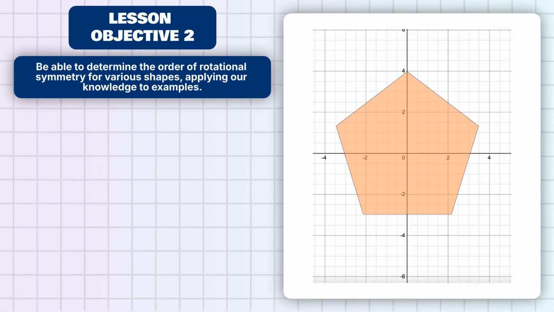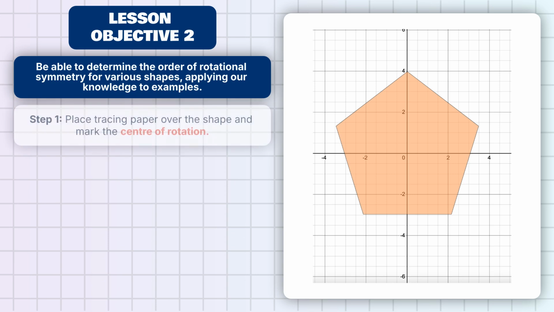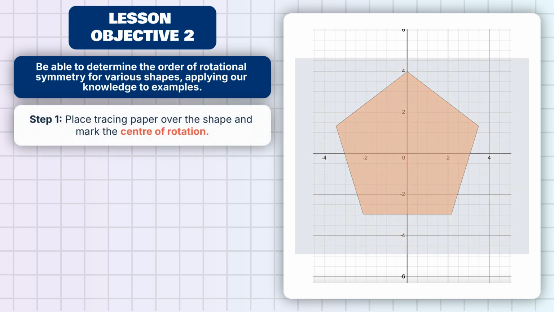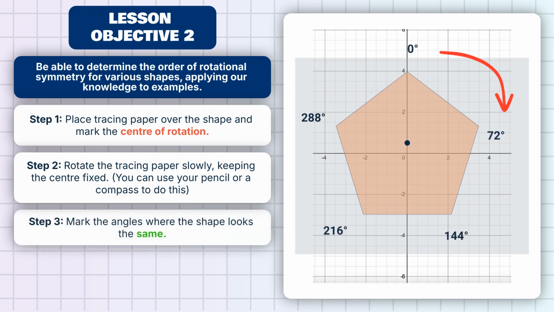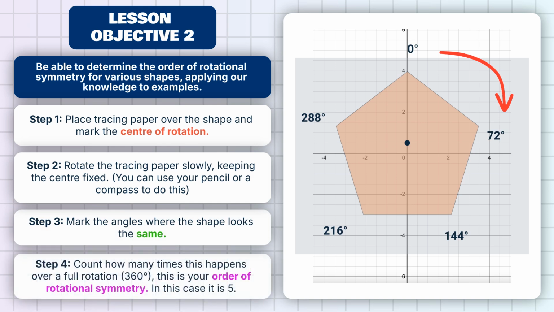Let's apply this to a regular pentagon. We begin by placing tracing paper over the shape and marking the center of rotation. Next, we rotate the tracing paper slowly while keeping the center fixed. We mark which angles the shape looks the same as its initial position. We then count how many times this happens over a full rotation, which is 360 degrees. With our regular pentagon example, we can see it has an order of rotational symmetry of 5.